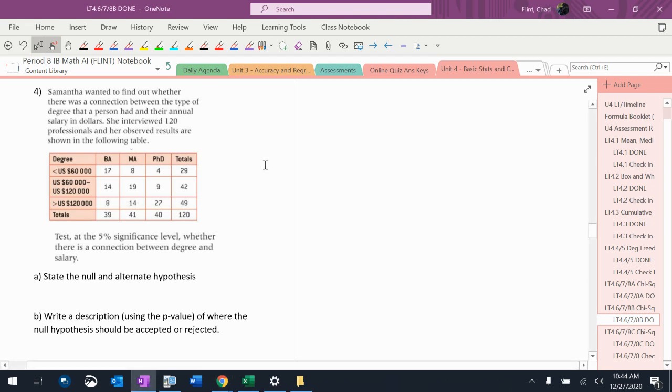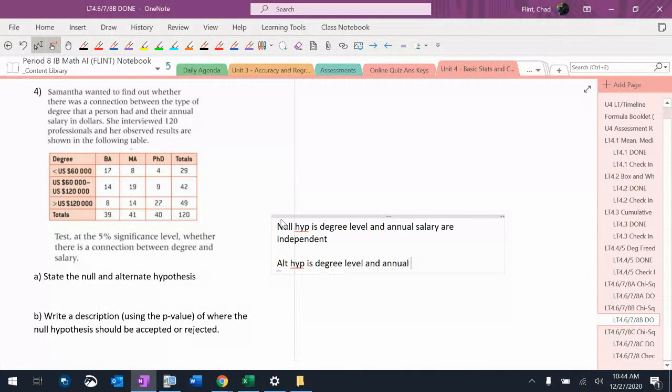So this problem is actually, I'm going to have to calculate them myself. So let's go through and just get the beginning part. It says, state the null and alternate hypothesis. So the null hypothesis is that degree level and annual salary are independent, and the alternate hypothesis is that degree level and annual salary are dependent.